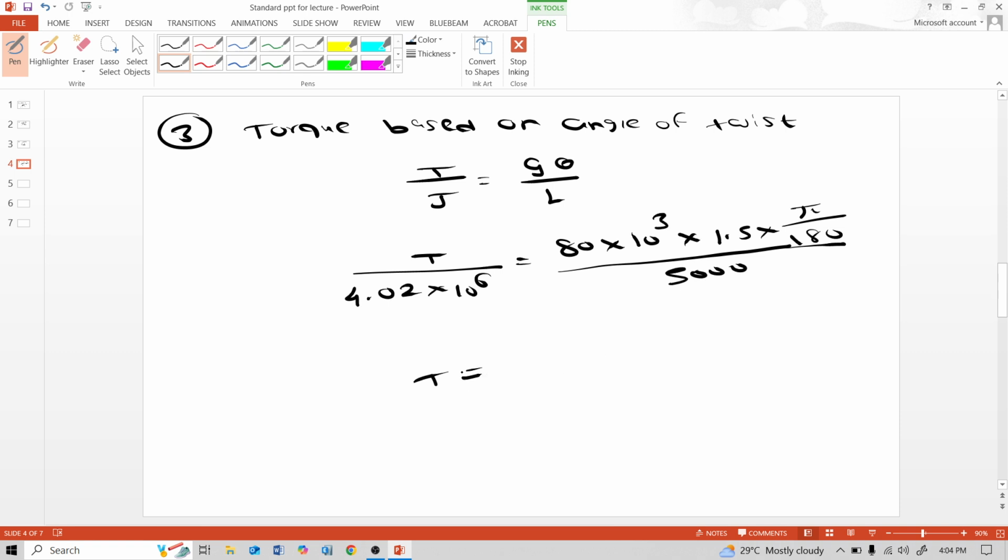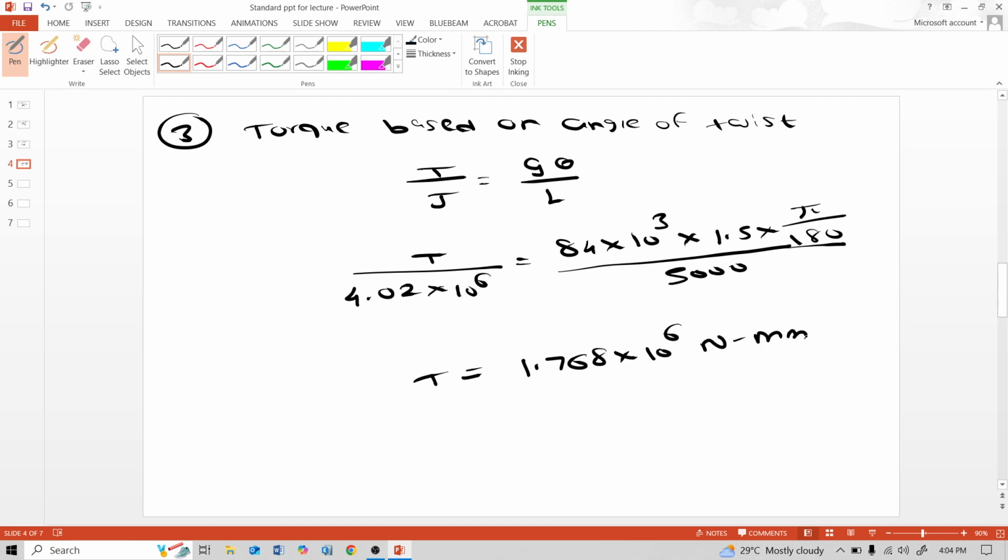So this T is 84 into 10 raised to 3 into 1.5 into pi by 180 into 4.02 into 10 raised to 6 divided by 5000. It is 1.768 into 10 raised to 6 Newton mm.